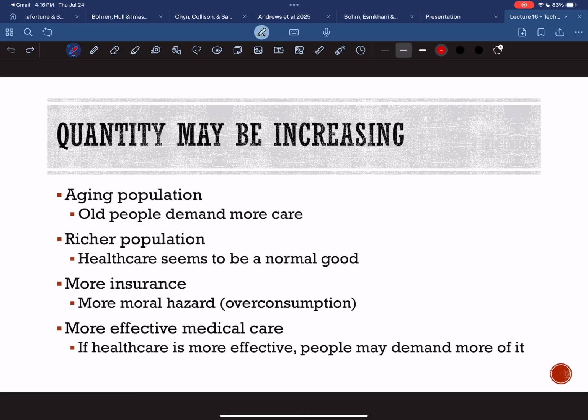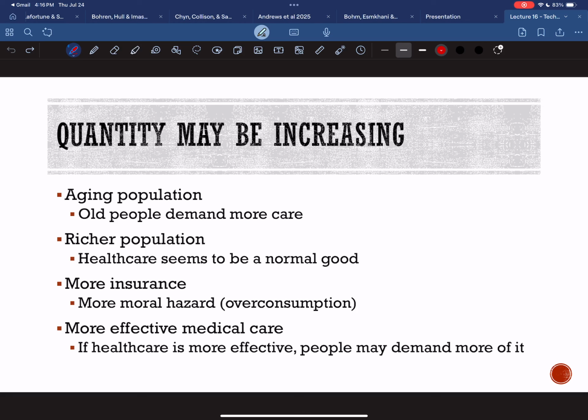Quantity may be increasing. Why is that? People may be demanding more care. Well, as we discussed, people might be getting old, and old people demand more care. The population is getting richer. As people get richer, they spend a higher percent of their income on healthcare. Healthcare is a normal good. And it's a normal good, right? As people get richer, they demand more of it. So it's a normal good.